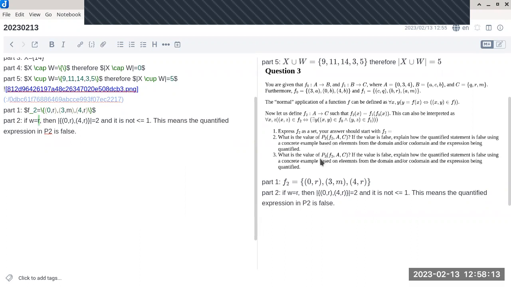All right, the third part is, what is the value of P3 of blah, blah, blah, okay? Can you guess what P3 is about? Okay, we know what P1 is, right? P1 is true if and only if f is a function. P2 is true if and only if the function is injective. So you probably got about 2 guesses of what P3 is about.